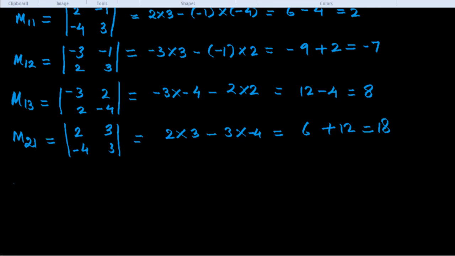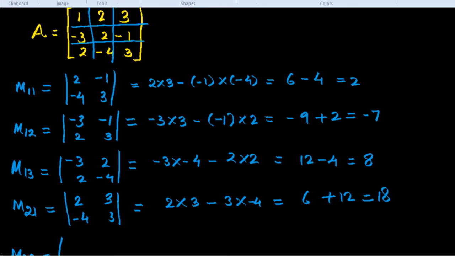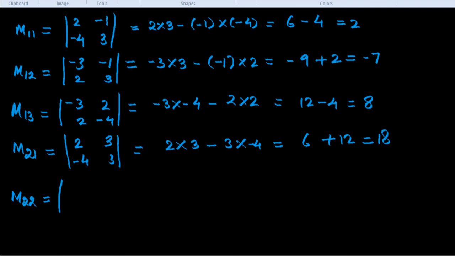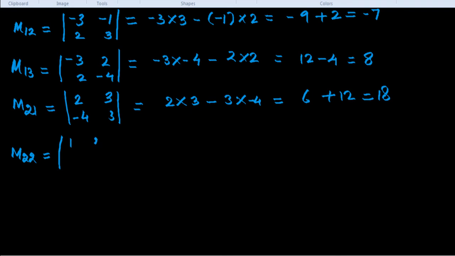Now M22, since we have taken M21 already. Here a22 is this one. We leave this column and this row, and put the remaining elements 1 3, 2 3. Now we simplify this. It is 1 into 3 minus 3 into 2. We get 3 minus 6, which is minus 3.